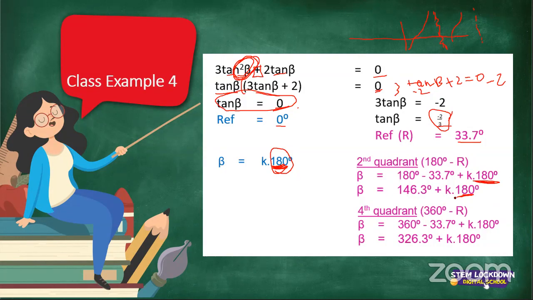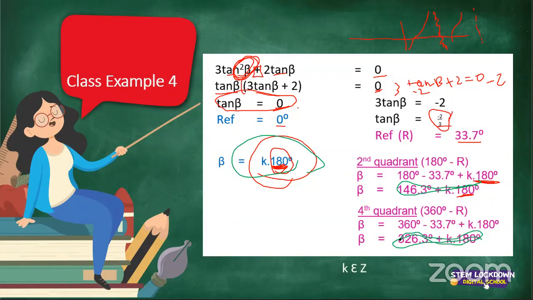So your beta in there is 326.3 degrees plus k times 180 degrees. This is where you're finding your general solution. And if you're listing or jotting down your answer for your general solution, these three are your general solution answers. Because basically what I'm saying to you is beta could be either one of these on condition that your k is an element of integers.